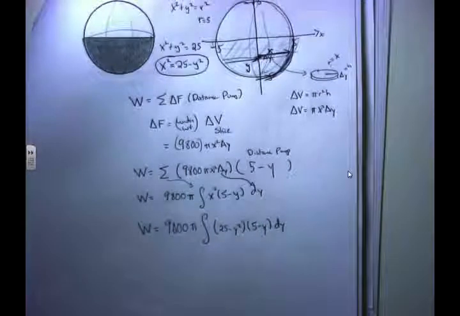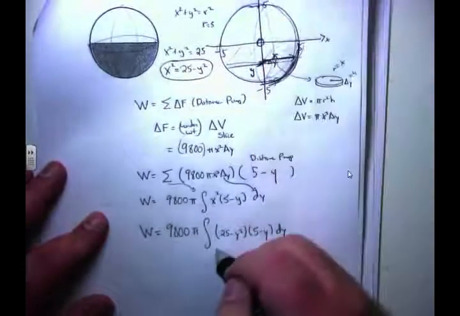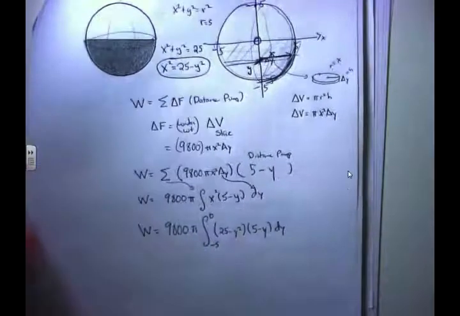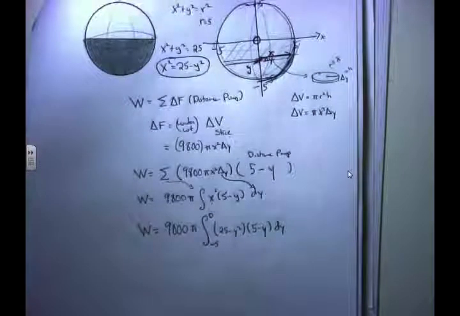Now, the last thing and the most important thing is this. What would your bounds be? They depend on where the water is relative to the numbers on your tank, not where it's going. You're not going to integrate from negative 5 to 5, because the water's not all there. Where is the water located before you pump? It's from negative 5 to 0. Those are my bounds, because that's where the water is located. If this tank was full of water, then I would integrate from negative 5 to 5.